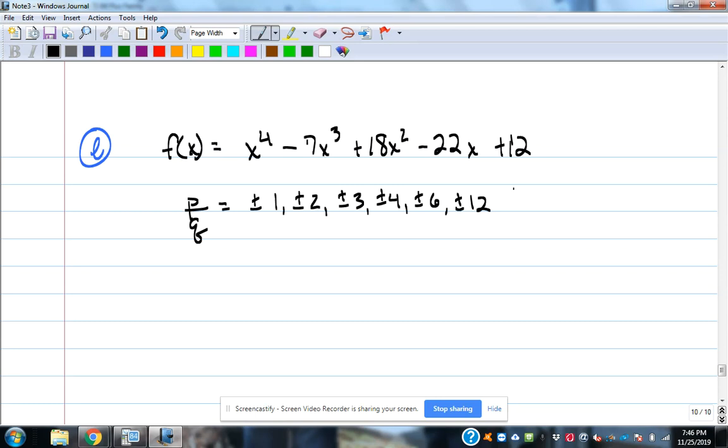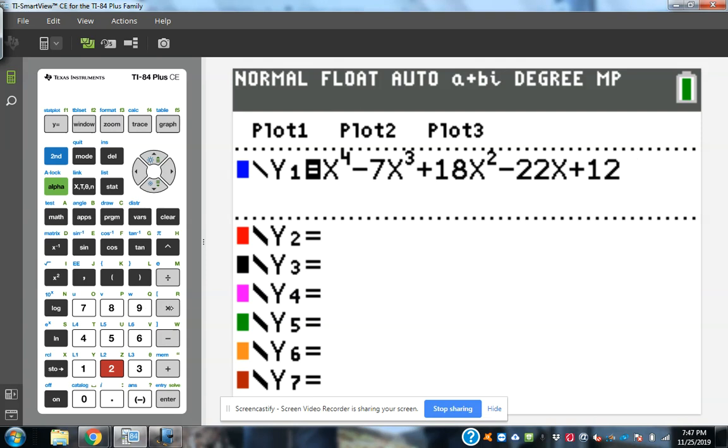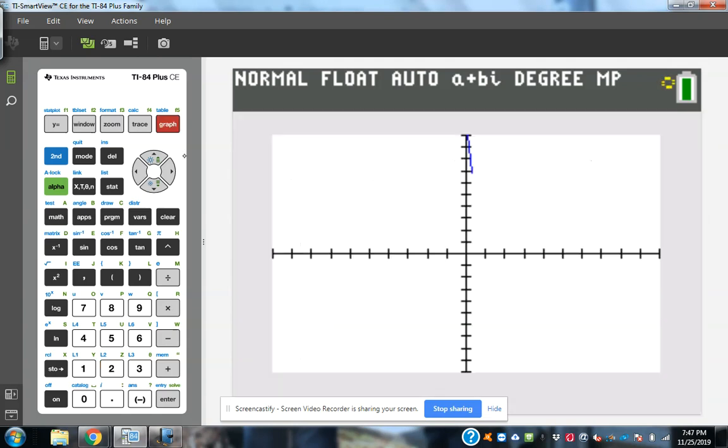Okay? So the next thing that I do with my polynomial is what? Graph it. I'll set it up for synthetic, and I'm hoping that the graph will give me an idea of where to start with this thing. So I'm going to y equals x to the 4th power minus 7x to the 3rd power plus 18x squared minus 22x plus 12. Just checking all my signs to make sure I got it written down correctly. And then I'm hitting graph.